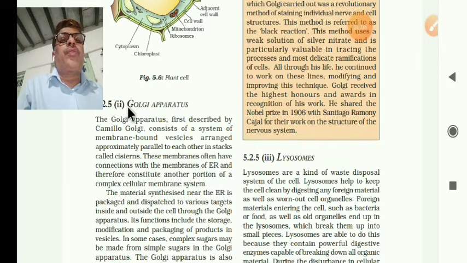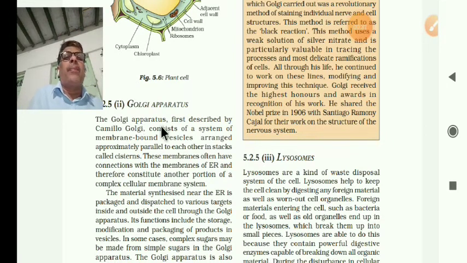Dear students, today we will discuss the Golgi apparatus. The Golgi apparatus was first described by Camillo Golgi. See, Camillo Golgi discovered the Golgi apparatus, so that is why his name is given to the cell organelle, the Golgi apparatus.